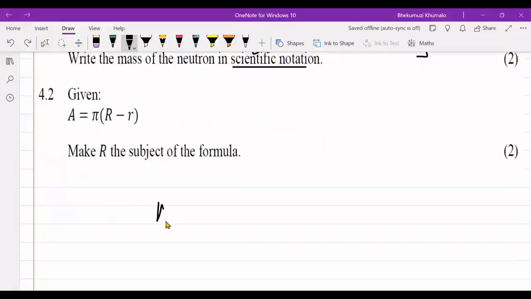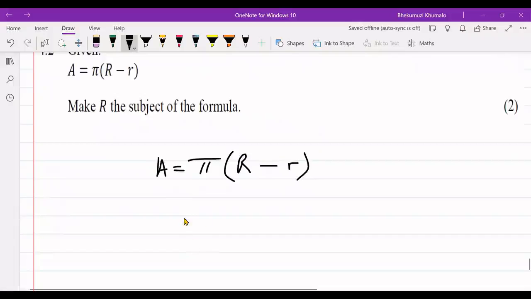So it's A is equal to pi, and this is big R minus small r. Okay, so we need to make big R the subject of the formula. Basically, it's just solving for R. How would you have treated this?